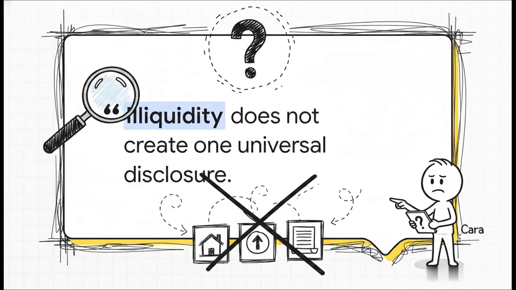Illiquidity does not create one universal disclosure. It tells operations to identify the actual security and its applicable product disclosure. Illiquidity alone doesn't select the options disclosure document. It doesn't select a prospectus, and it certainly doesn't select a universal document. It just tells Ollie to hit the brakes, look at the actual product Kara is buying, and find the specific disclosure for that exact product.